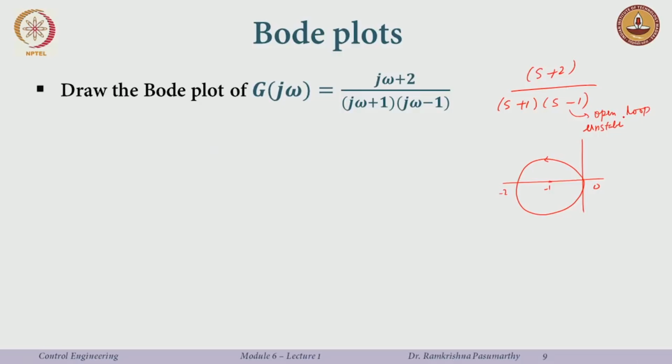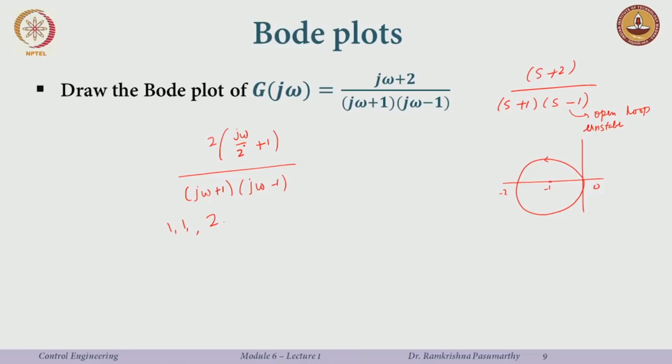Okay. So, how will the Bode plot look for this? I will write this down as 2 times (j omega by 2 plus 1), over (j omega plus 1) and (j omega minus 1). The crossover frequencies would be 1, 1 and 2, since omega is 1 over T.